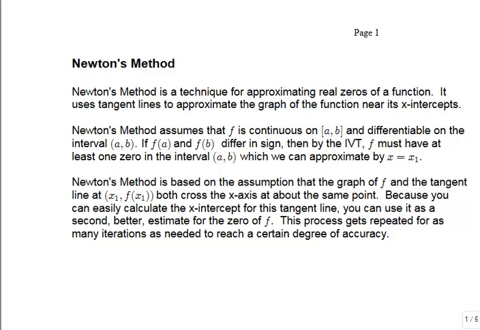Welcome to the video lecture on Newton's method. Newton's method is a technique for approximating real zeros of a function. It uses tangent lines to approximate the graph of the function near its x-intercepts.